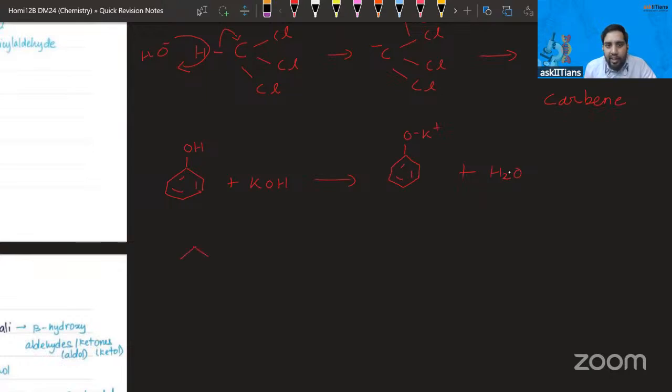Here the important molecule is phenoxide. The important molecule is going to be phenoxide. Now, why is phenoxide important? Because this phenoxide ion is going to attack the carbene. How? This negative charge moves to the carbon-oxygen bond, and the double bond here is going to attack the carbon. So we get a double bond to oxygen.